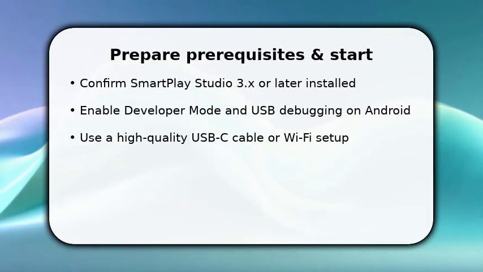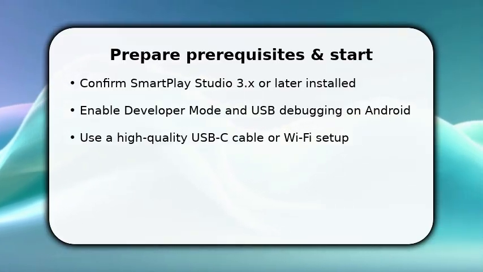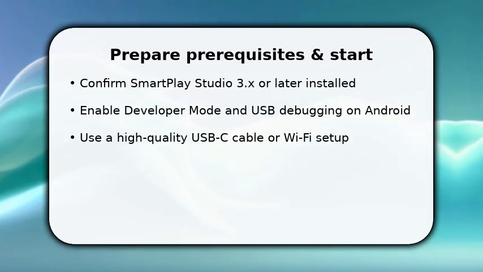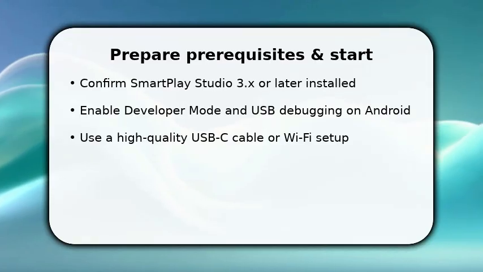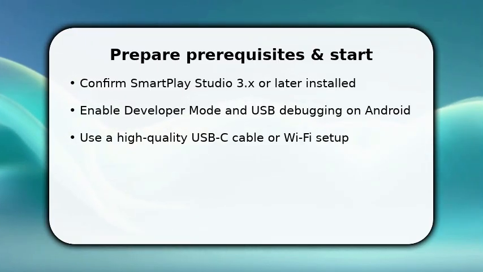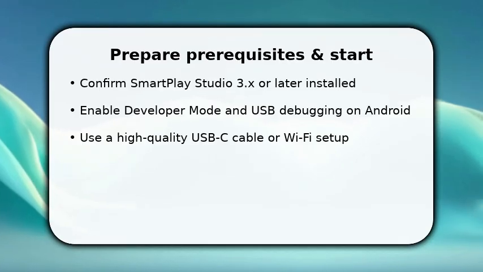You start by confirming the essentials. SmartPlay Studio is updated, and your Android device has developer mode and USB debugging enabled. Plug the phone in with a reliable USB cable. If using wireless projection, pair both devices on the same Wi-Fi network and enable wireless Android Auto in settings. Once done, open SmartPlay Studio and choose the Android Auto template so the studio can detect the phone.